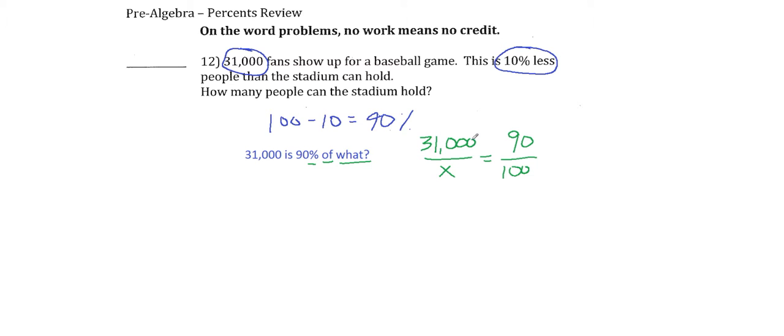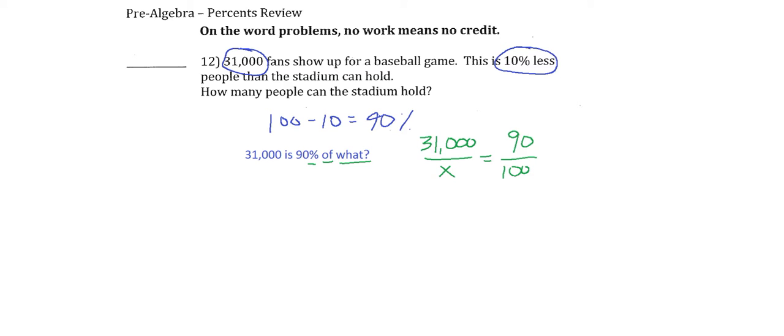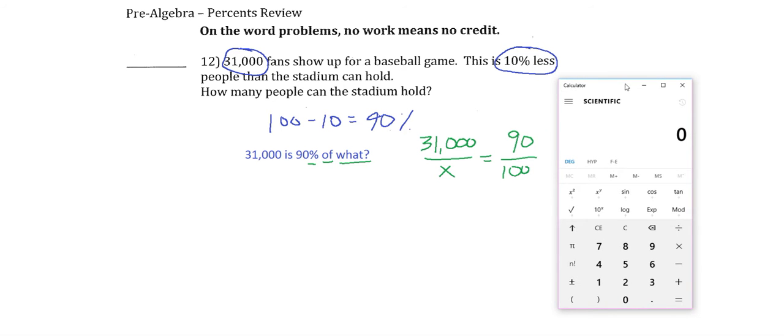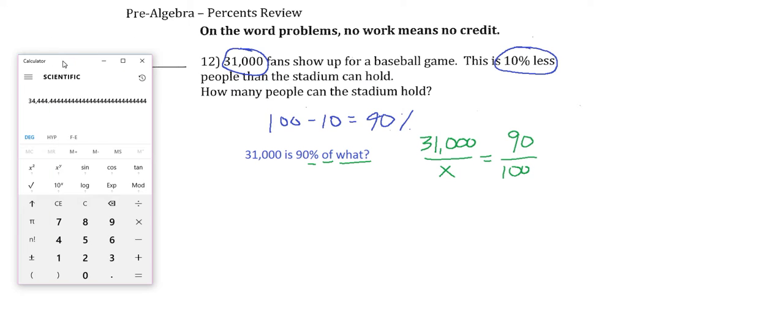And then quickly, I'll bring up a calculator here. That's a really big calculator. Let's make it a little bit smaller. There we go. So we're going to be doing 31,000 times 100, and then divide by 90, and that's what we get, 34,444.444 repeating. Because we're talking about people, we're going to round that to the nearest whole number. Let me write that down here.